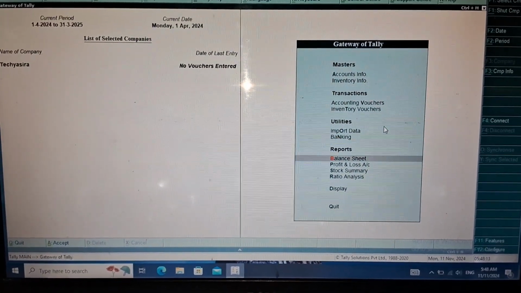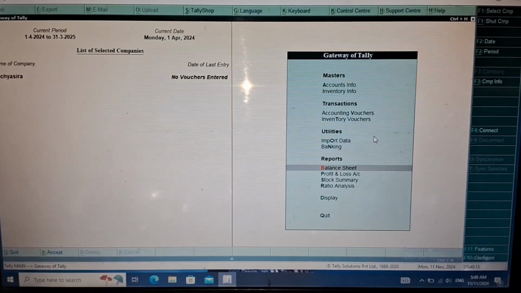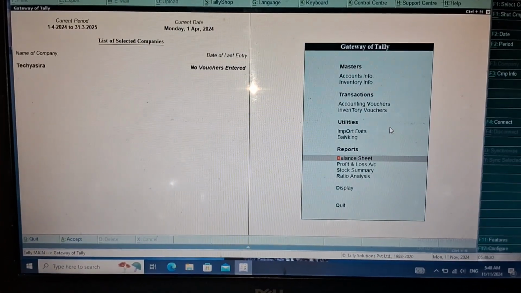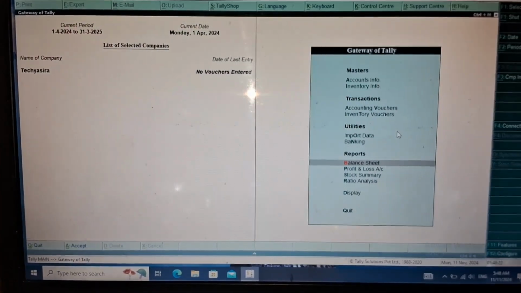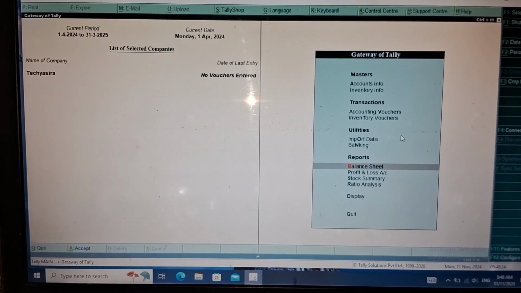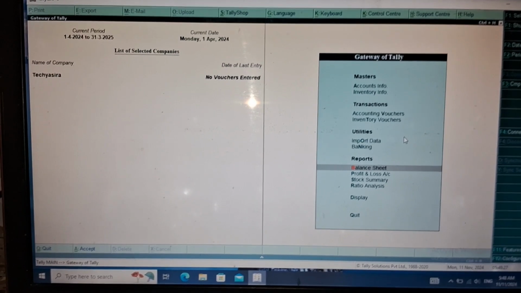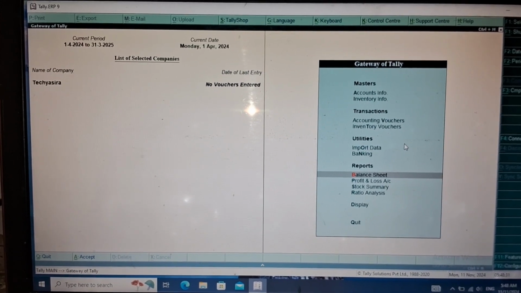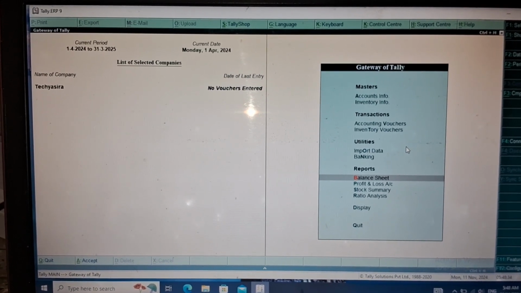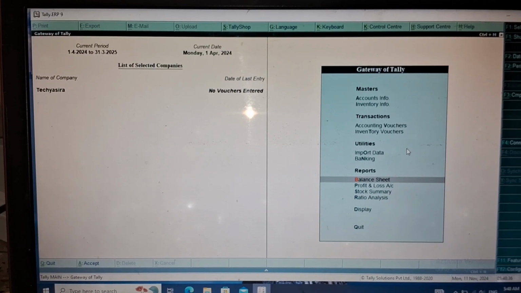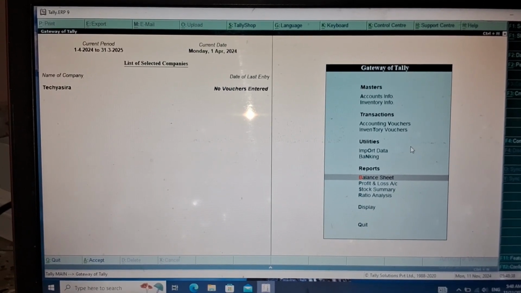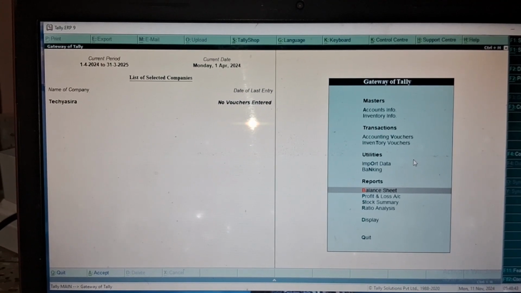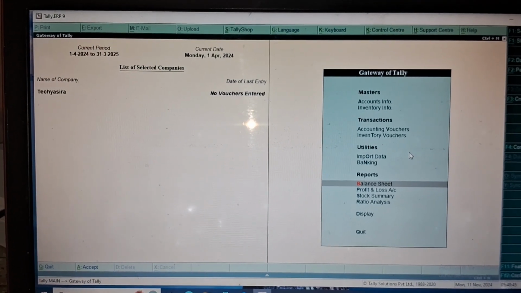Okay, it is reports. In reports, what is balance sheet? It's a very, very important one. What is actually a balance sheet? A balance sheet is a financial statement that summarizes a company's financial position at a specific time by detailing its assets, liabilities, and equity. It is also known as a statement of financial position or statement of net worth.